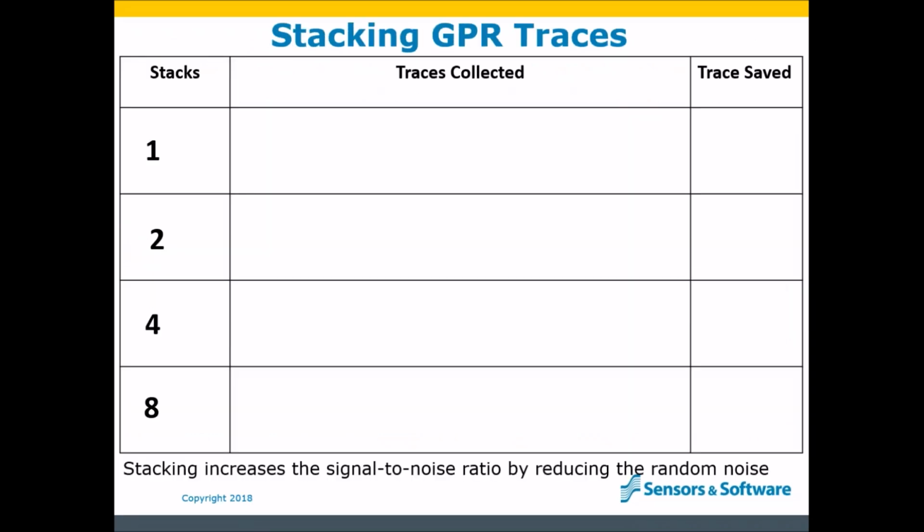Now, let me explain what stacking a trace is. If you do not stack your data, or you only stack once, it means that every time you fire the GPR transmitter and collect a trace, you save that trace. Stacking means that when each trace is collected, you fire the transmitter more than once and save the average.